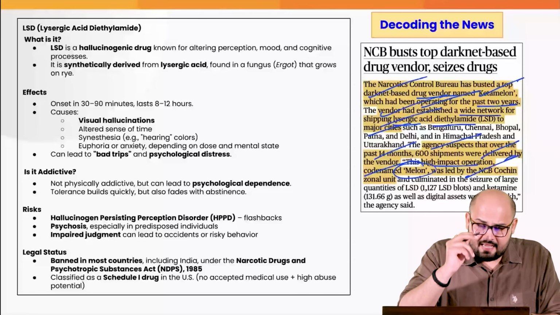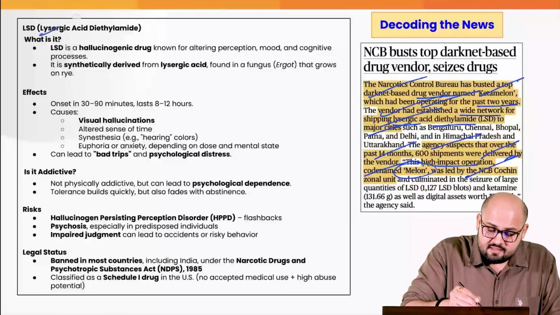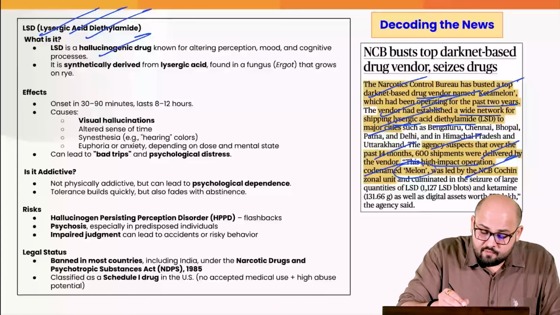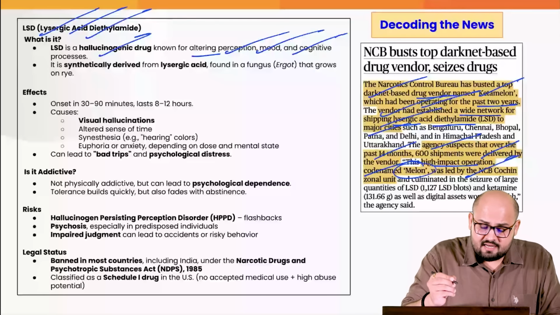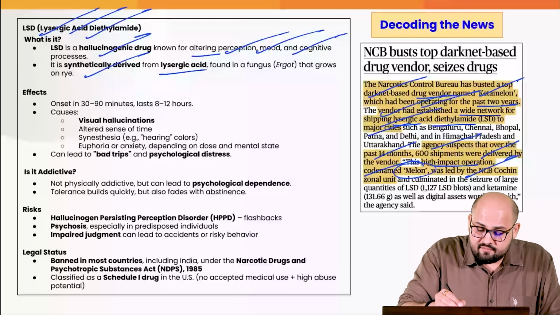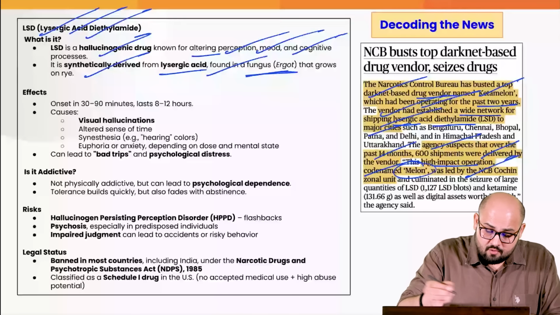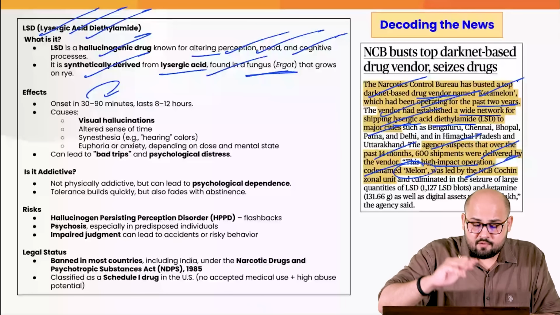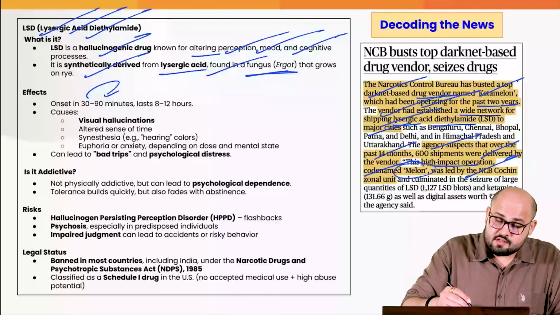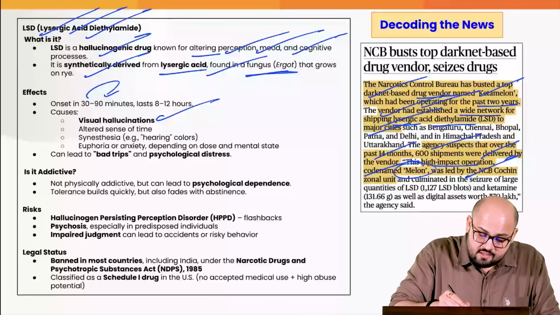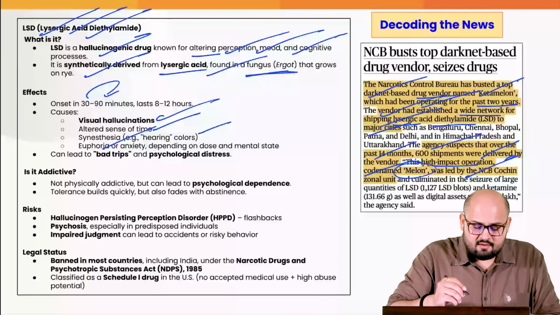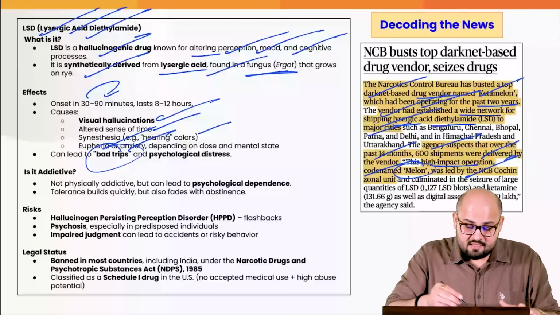What is this particular LSD, which is lysergic acid diethylamide? LSD is a hallucinogenic drug known for altering perception, mood, and cognitive processes, synthetically derived from lysergic acid found in a fungus that grows on rye. Onset effects: it onsets in 30 to 90 minutes and lasts for almost 8 to 12 hours. It causes visual hallucinations, altered sense of time, synesthesia, hearing colors, euphoria, anxiety, right? So it can also lead to bad trips and psychological distress.